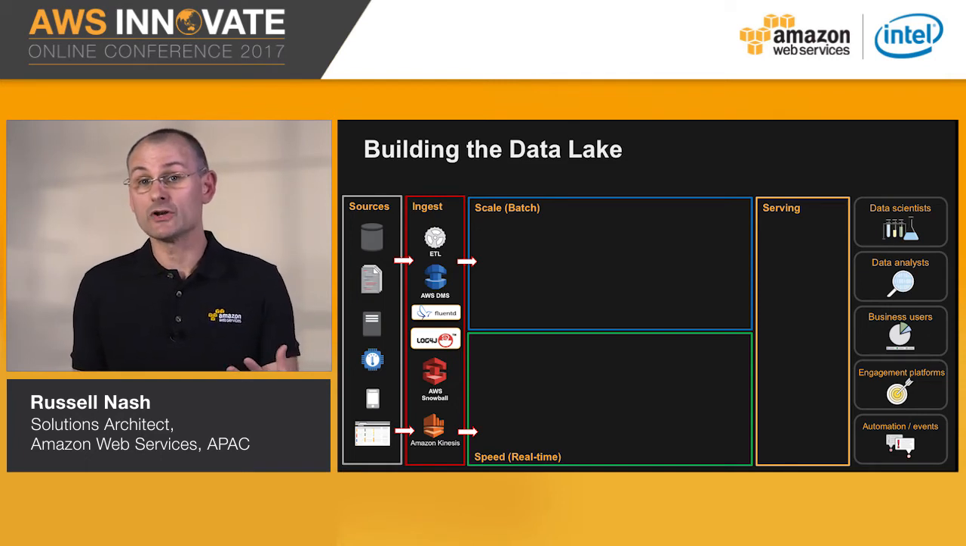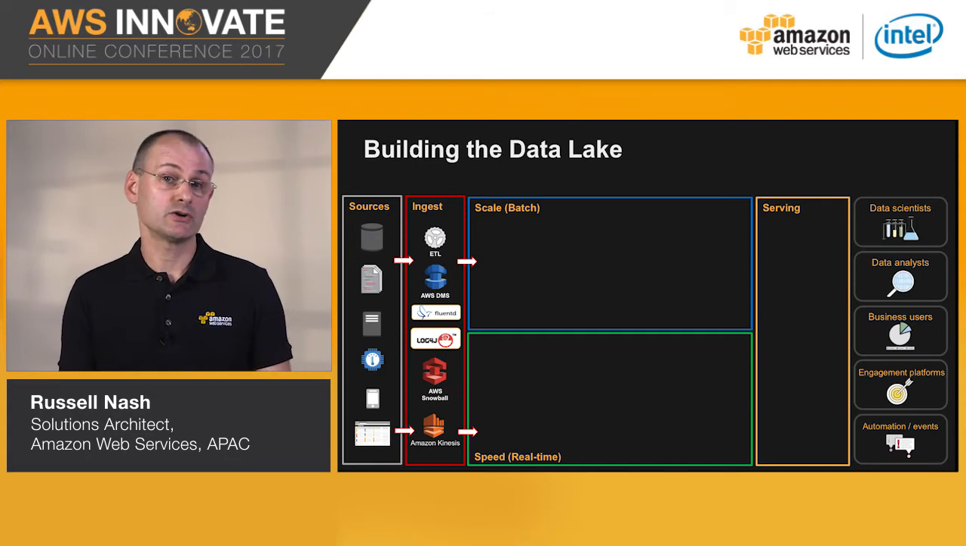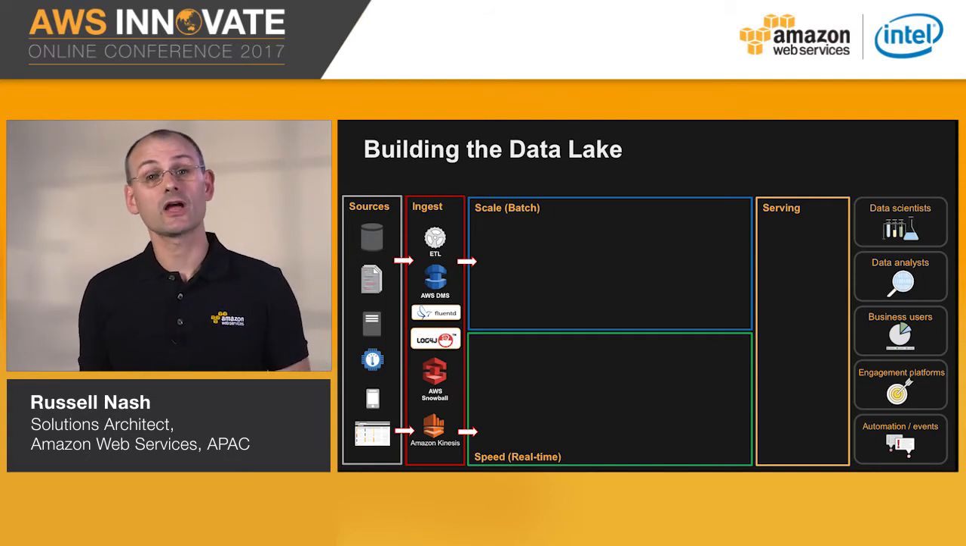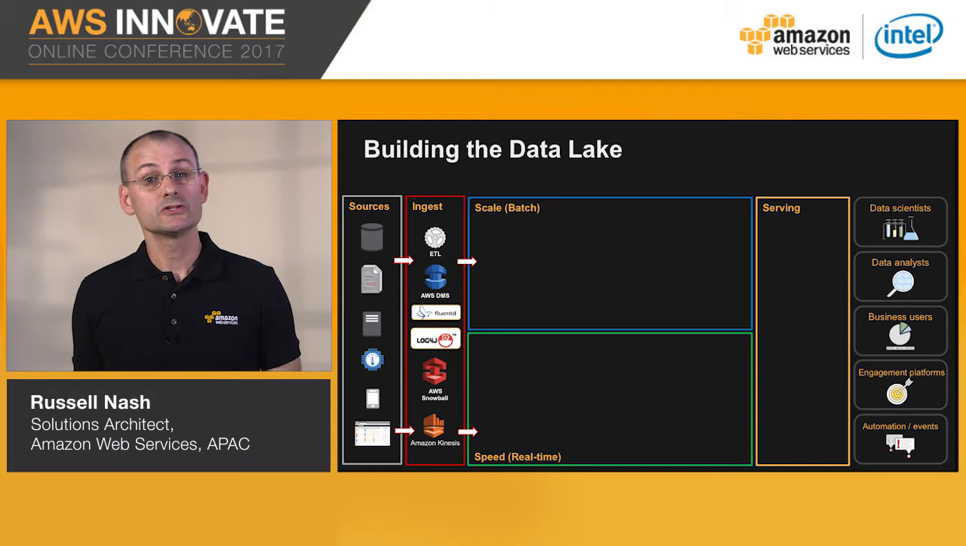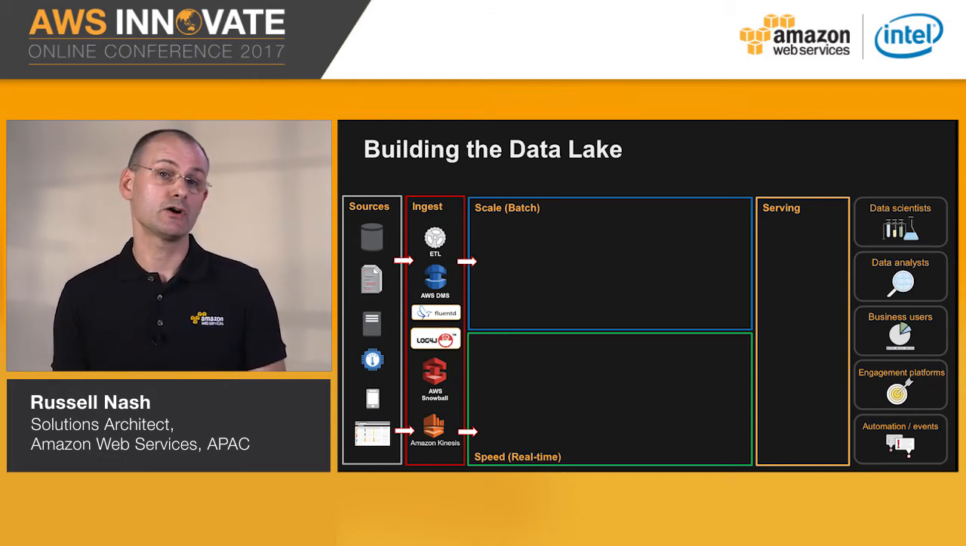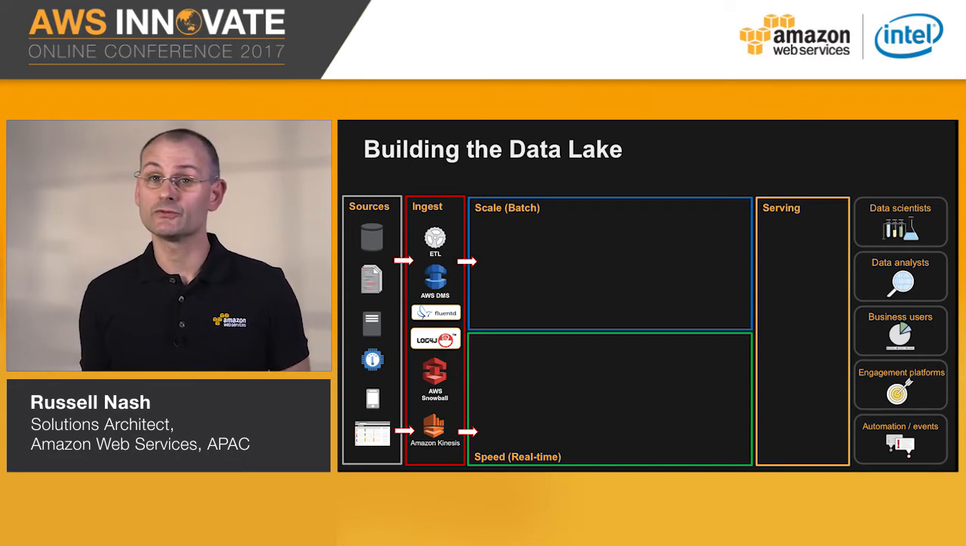If you happen to have an enormous amount of data on premise that is too much to push down your internet pipe, then you can use something like AWS Snowball, for example. This is a physical device that we will ship to you. You can load your data onto it, ship it back to us, and then we will load that data up into S3 for you.